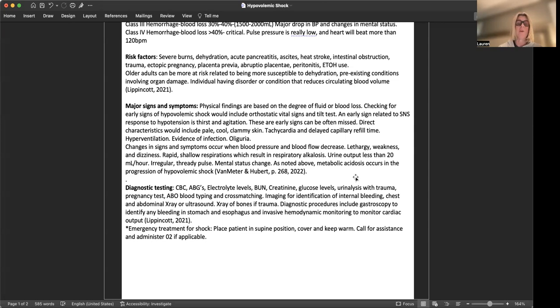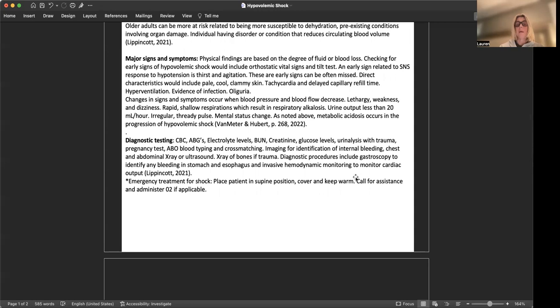You'll see lethargy, weakness, dizziness, and more of those rapid but shallow respirations. This is where you'll see the respiratory alkalosis. The urine output will be decreased. And then here you'll see more of an irregular, thready pulse, so you'll see a change in the pulse from the acute beginning stages. You'll see the mental status changes. And then again, as noted above, metabolic acidosis occurs in the progression of hypovolemic shock.